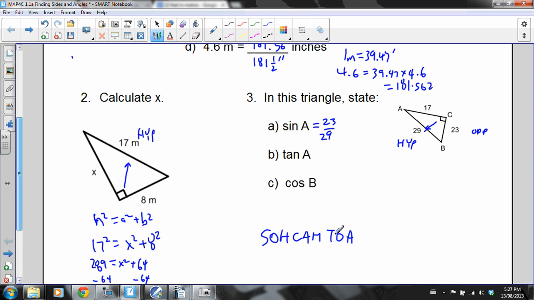For tangent, tangent is opposite over adjacent. Adjacent means next to, remember? So from angle A, we want opposite over adjacent, 23 over 17.